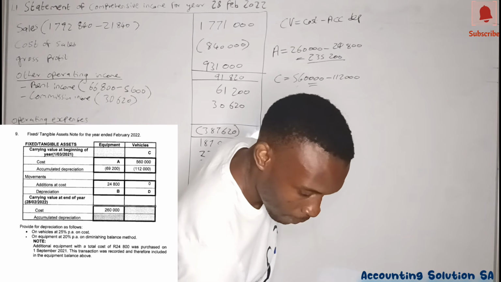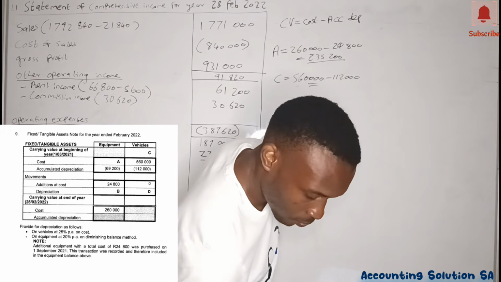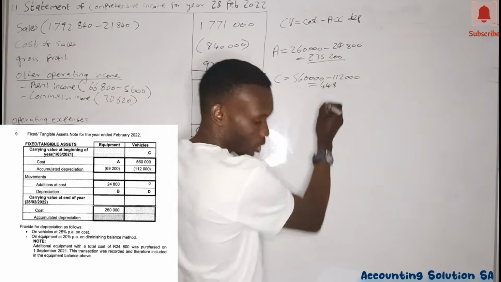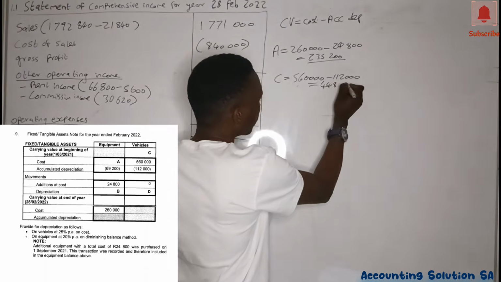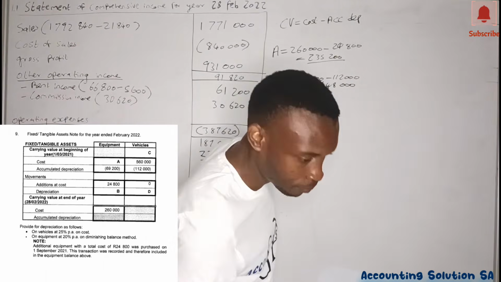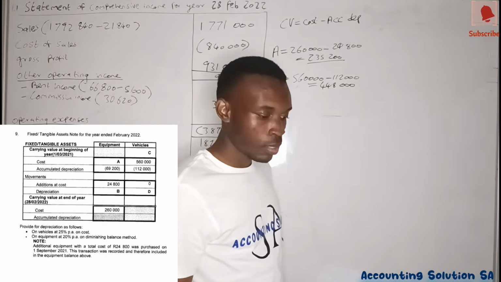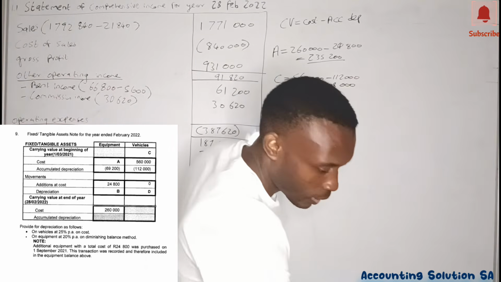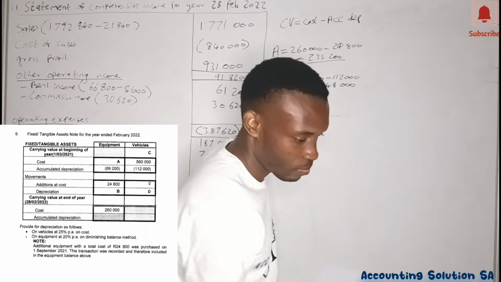560 minus 112,000, then it's gonna give us 448,000. Okay, now we are done with number C. Very simple. Then number B and D, they are very similar.